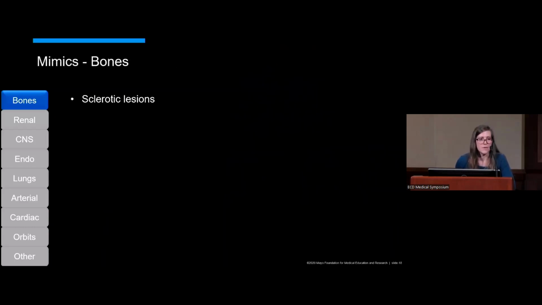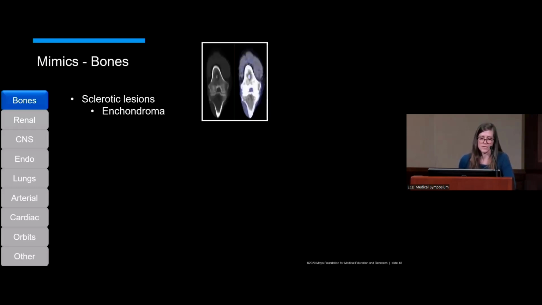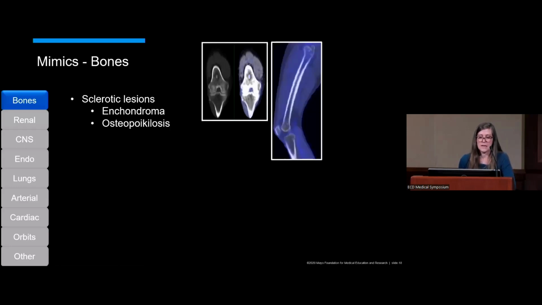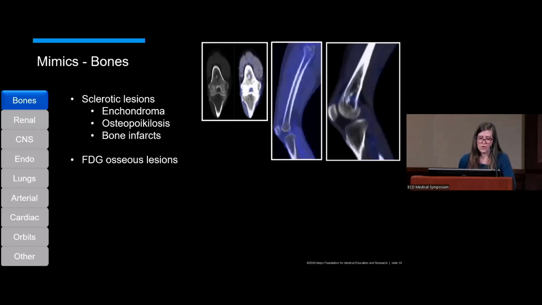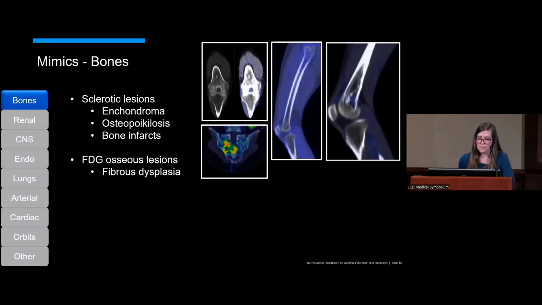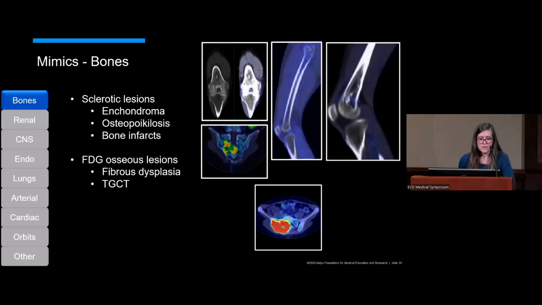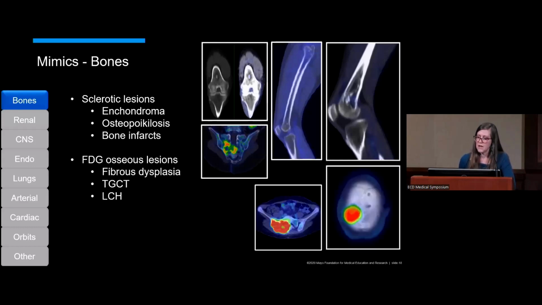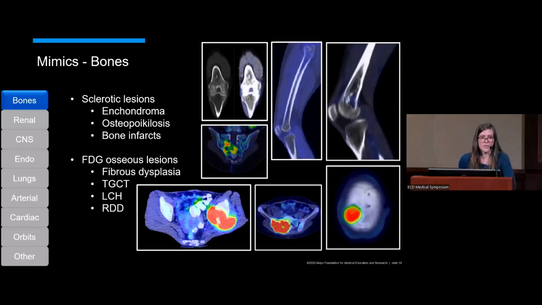So some of the mimics that we went over: different sclerotic lesions can be mimics for Erdheim-Chester disease, such as enchondromas, osteopoikilosis, and bone infarcts, and different FDG avid diseases can be mimics as well. Showed a case of fibrous dysplasia, tenosynovial giant cell tumor, and Langerhans cell histiocytosis, which is going to be a typical lytic lesion, most often in the skull, that you can see here. And then also Rosai-Dorfman disease, which is going to be a lytic lesion. It can often have a predominant soft tissue component as well.